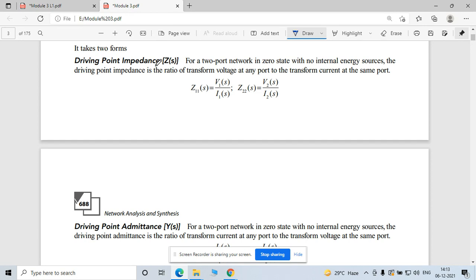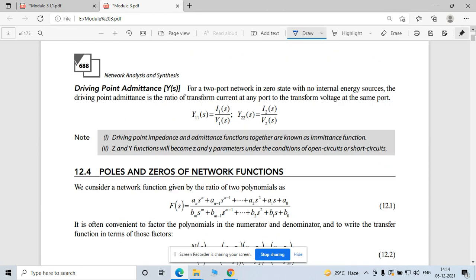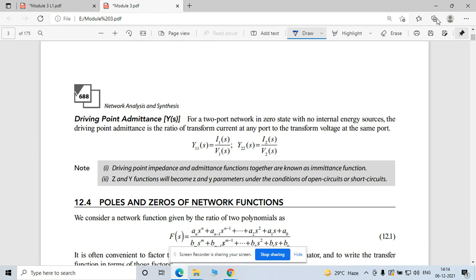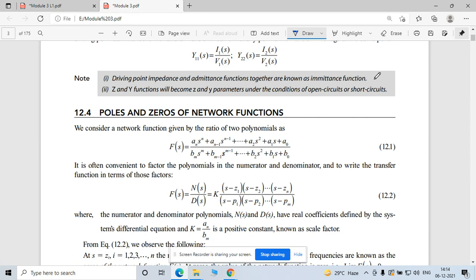Now this is the driving point impedance. This is nothing but the same Z11, Z22. We already found the method to find it, right? And we also saw the relation among the different types of parameters: ABCD parameters, Y parameters, Z parameters, right? Now, in this unit, all these functions are used for network synthesis, right?